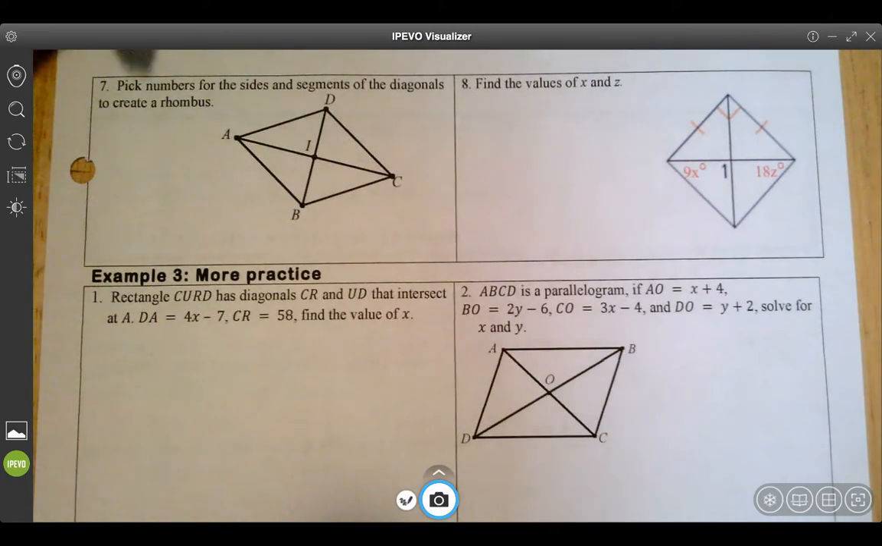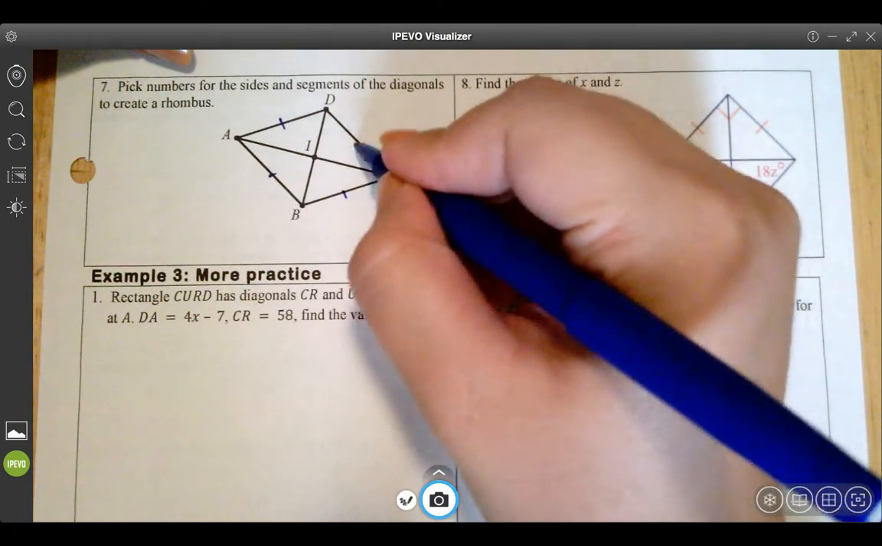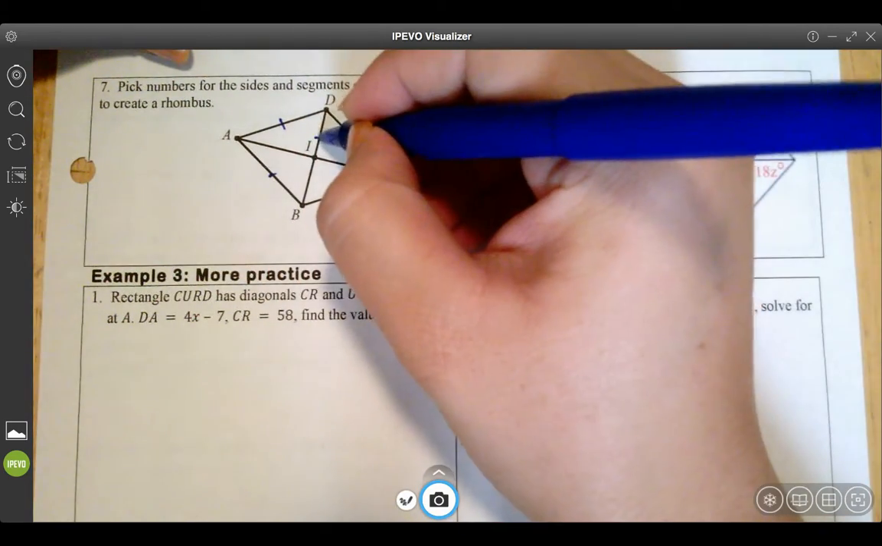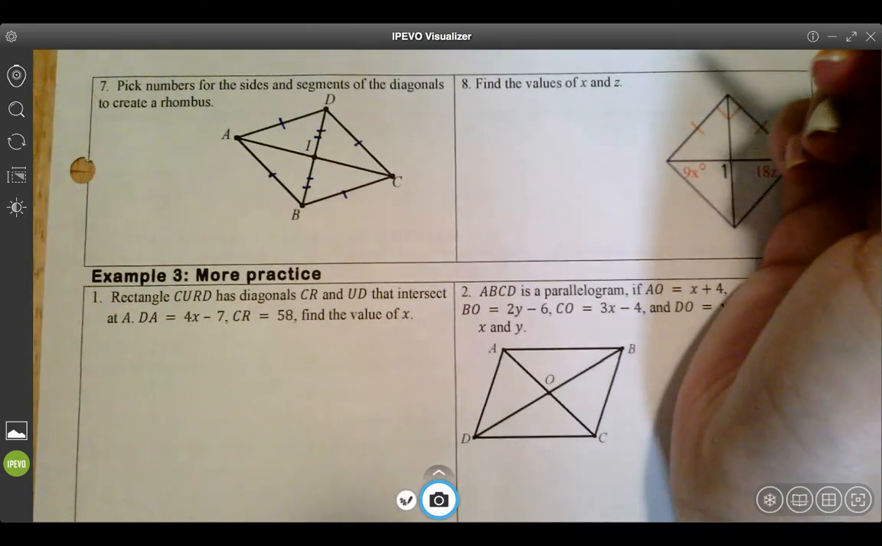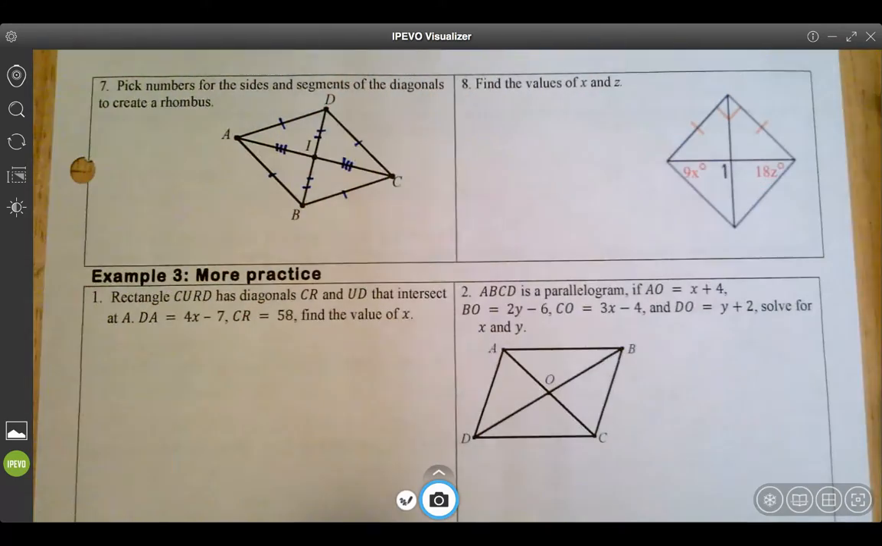In our next example, we're picking numbers for the sides and segments of the diagonals to create a rhombus. So we know that all four sides are congruent, the diagonals bisect each other, but for a rhombus, the diagonals don't have to be equal to each other. They don't have to be congruent. So we need measurements. We can pick some numbers.